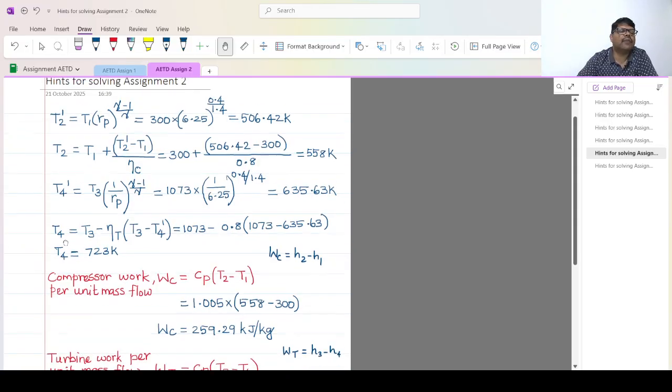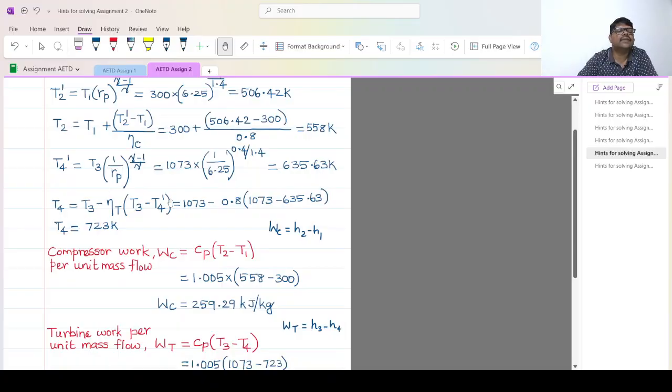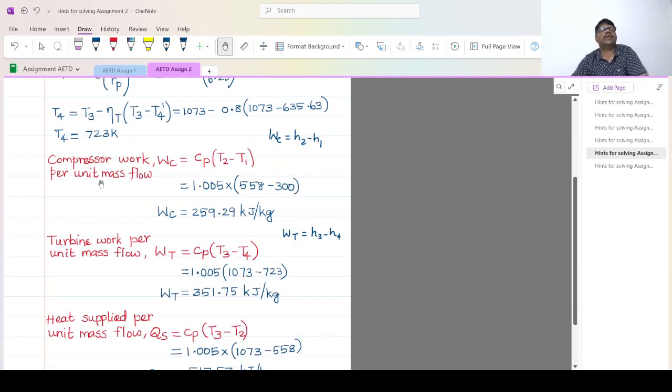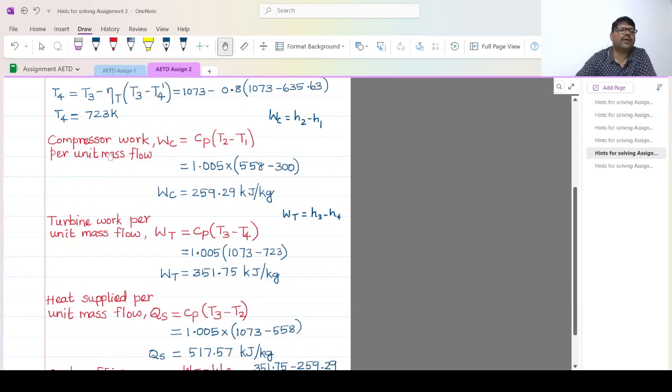Then I move on to the calculation of T4. So in this I substitute the values of T3, eta T and T4 dash. Simplifying, I get T4 equal to 723 Kelvin. Then we come to the terms which we need to find out in this question. In this question, we need to find out the compressor work, turbine work, heat supplied, and cycle efficiency. When we find out compressor work, turbine work or heat supplied, assume the mass is 1 kg.